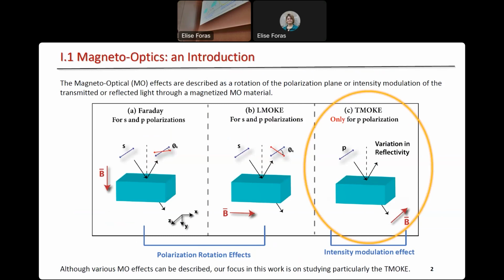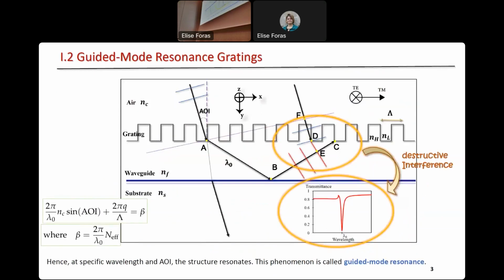But before discussing it, I will discuss the device that we fabricate so we can use this effect. That is called a guided mode resonance grating. It's a complex word, but I will try to explain it. It is a grating deposited on a waveguide that is further deposited on a substrate. Now, suppose we have an incident light. What happens? This light interacts with the grating and gets diffracted.